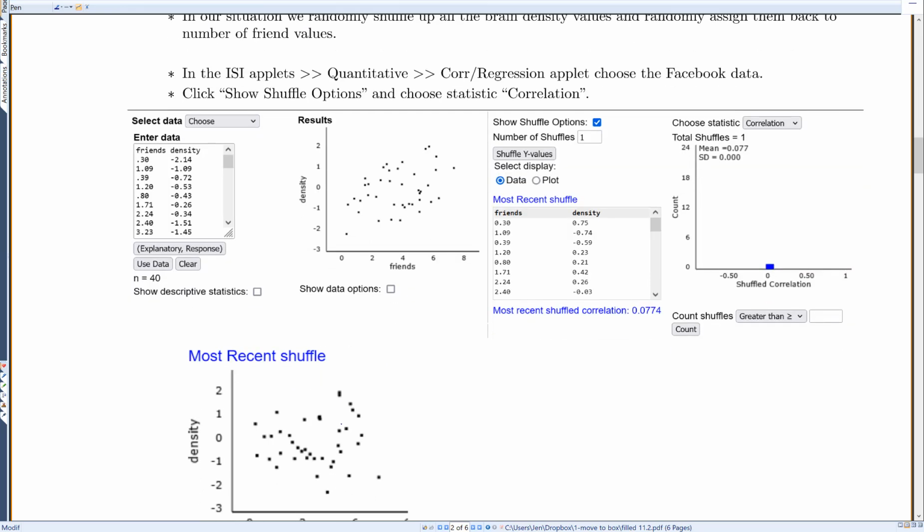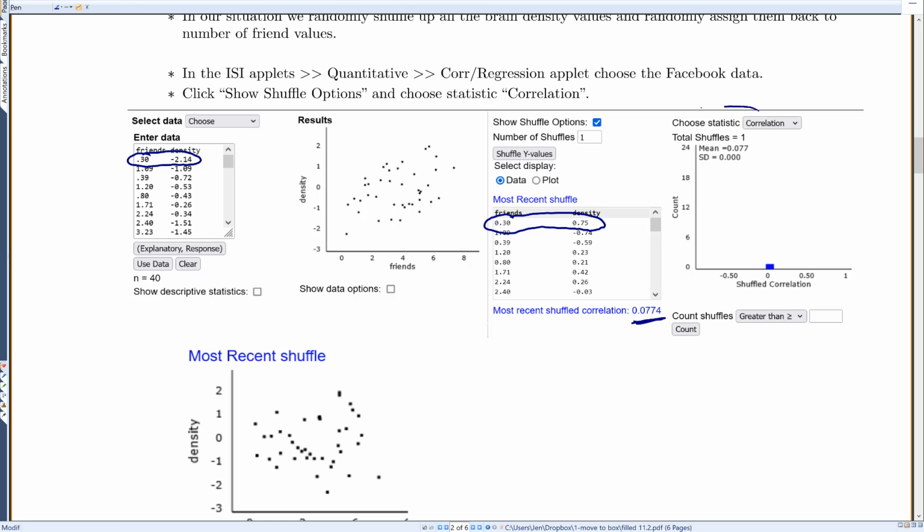I want you to notice that before, when the X was 0.3 for number of friends, my density was negative 2.4. Now when X is 0.3, my density is 0.75 because I reassigned my Y values. So all of my Y values are all just mixed up. When I did this previously, after I shuffled it, I got one shuffled correlation. This is my most recent shuffled correlation of 0.0774, and it plotted that over here.